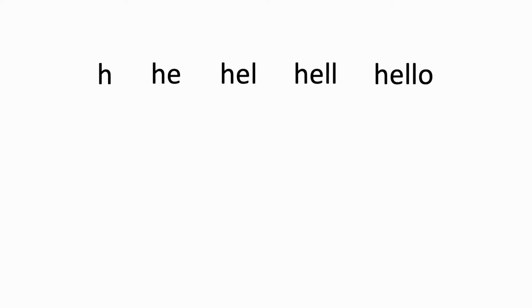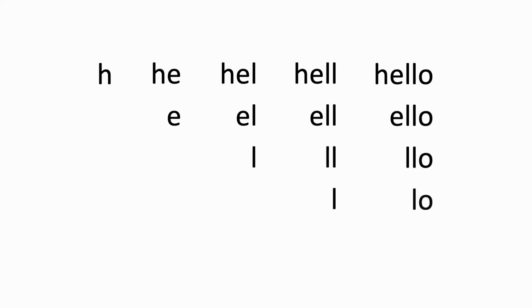Now, one way to do this would be to calculate the length of every possible substring. So first, we'd find all substrings starting with the letter H, including the full word itself. Then we'd find all substrings starting with E, and we'd continue this until every substring has been found. This runs in O of n squared time. Then, we'd have to check every substring to see if it's a palindrome.